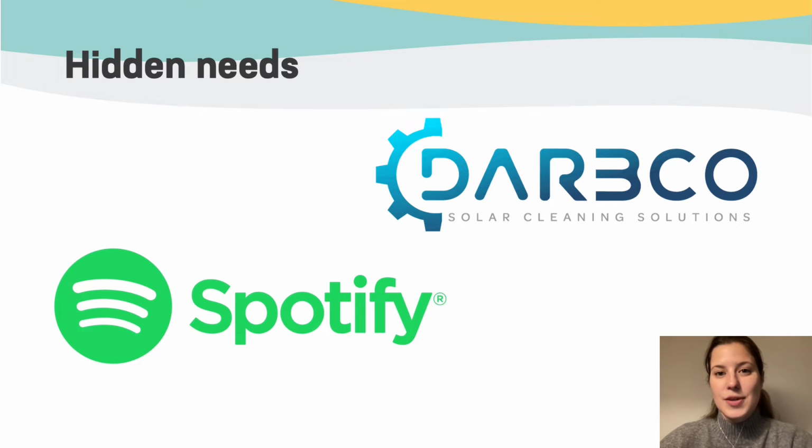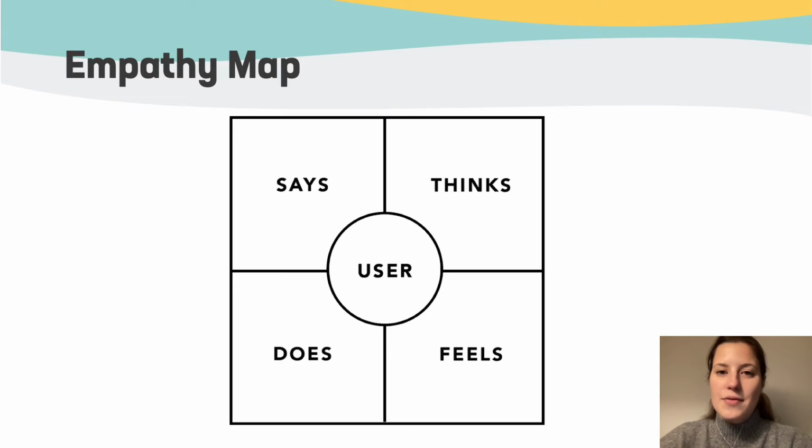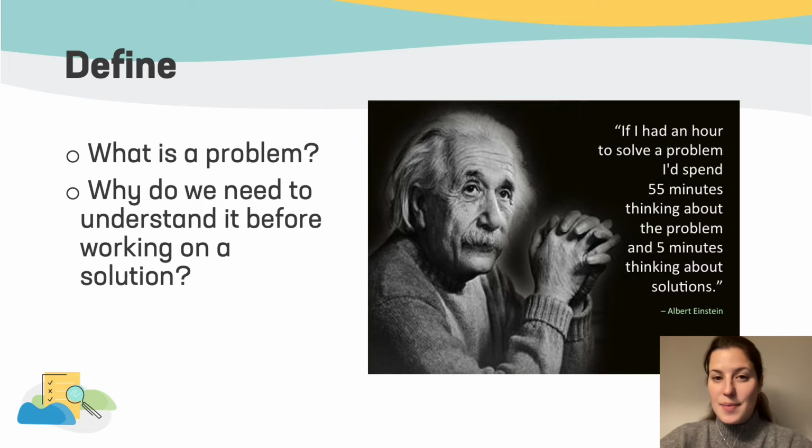Think about it. When you use Spotify, did you ever think that you would need to have a functionality that allows you to save all your favorite music and mix playlists and do all the other great things that Spotify does? So there you go. Empathy is about seeing the world through your user's eyes, understanding what their feelings are, being able to communicate your understanding, and appreciate them as human beings. There are many resources out there that will help you empathize better with your users. One of them is the Empathy Map, and you'll be able to download it from the resource section of the module.